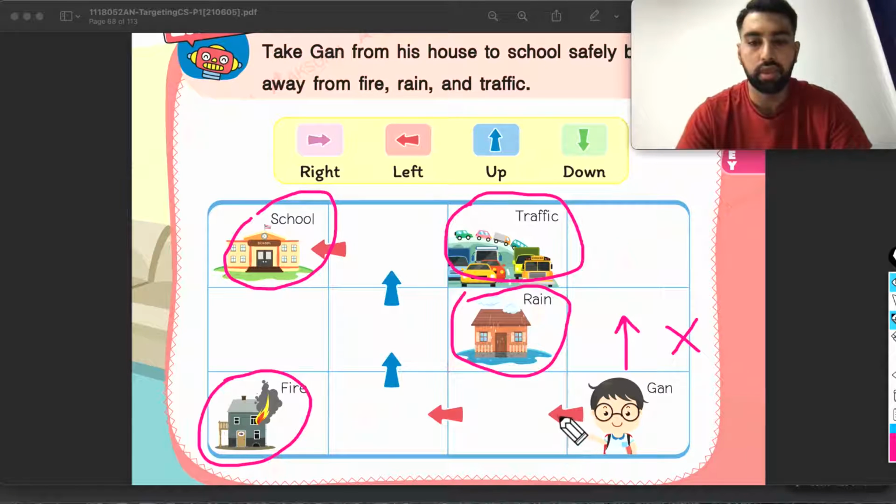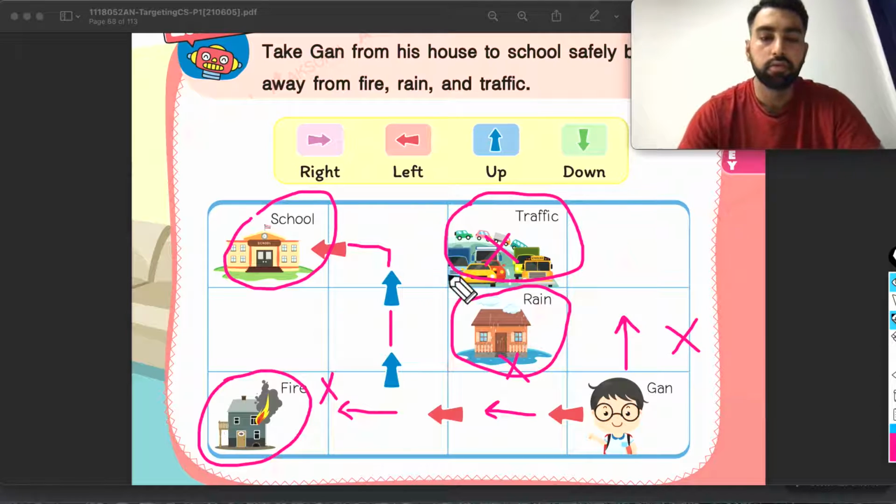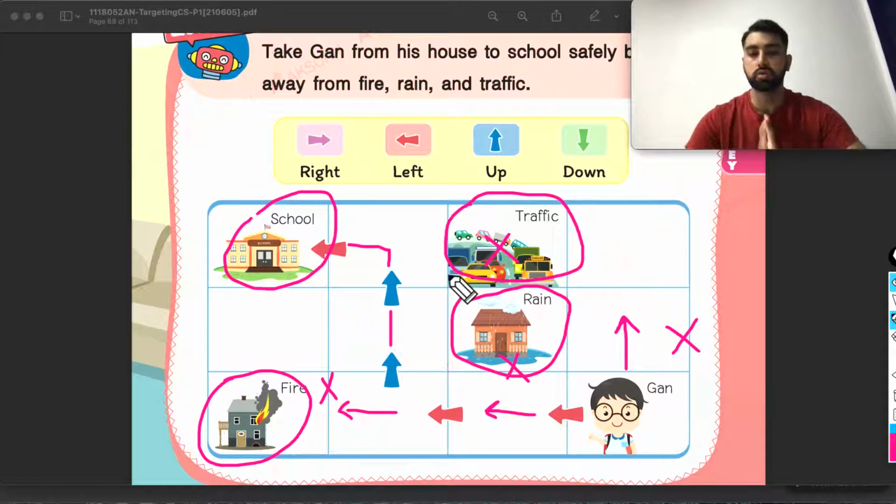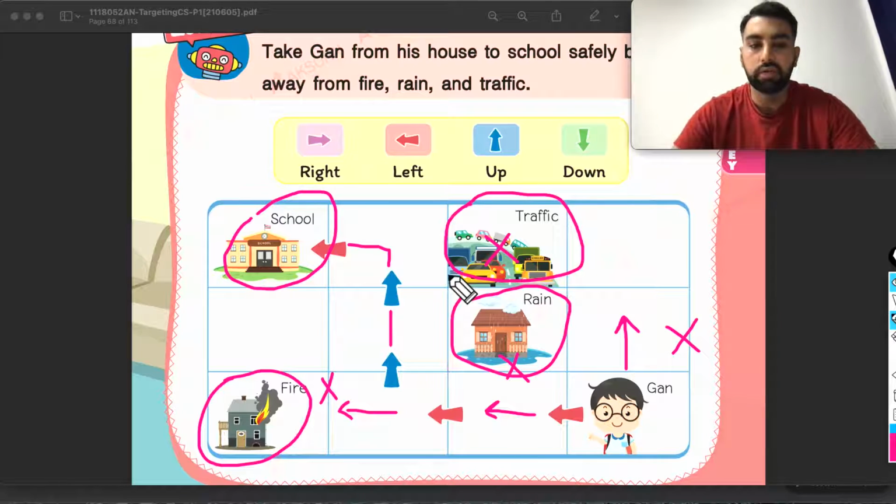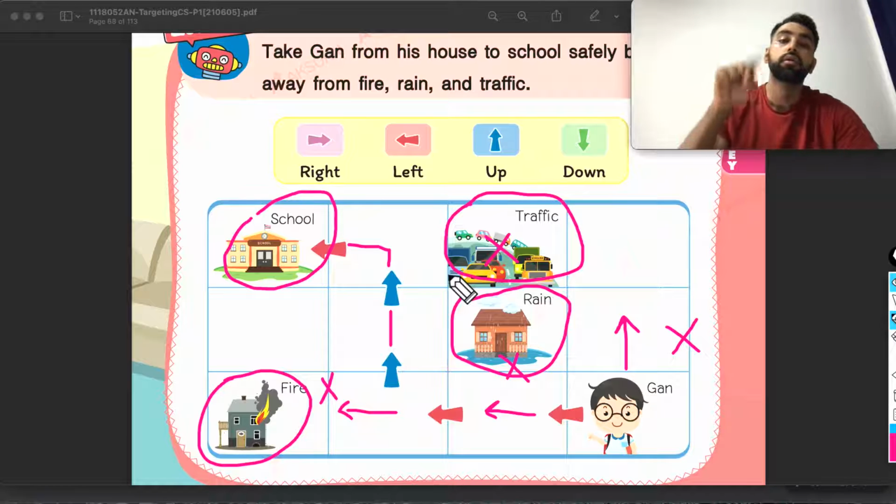If Ken has to go this way, as you can see here, it's right. If Ken goes this way, this is wrong, and this way is wrong. Cannot go this way, cannot go this way as well. So Ken has to go this way, and then from here this way, and then from here this way. So this is how Ken has to reach the school by saving himself from the fire, rain and traffic.